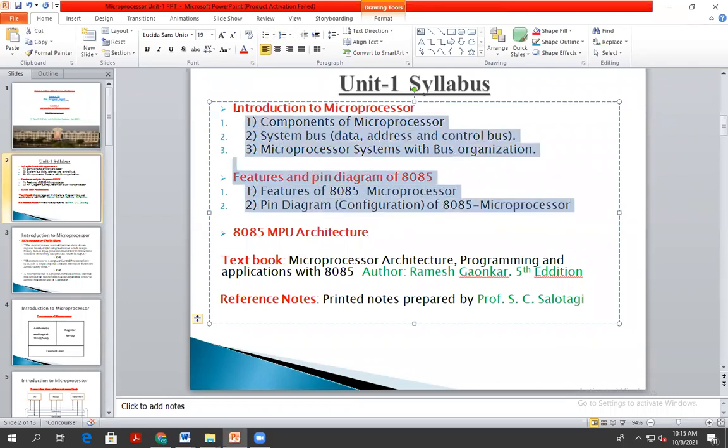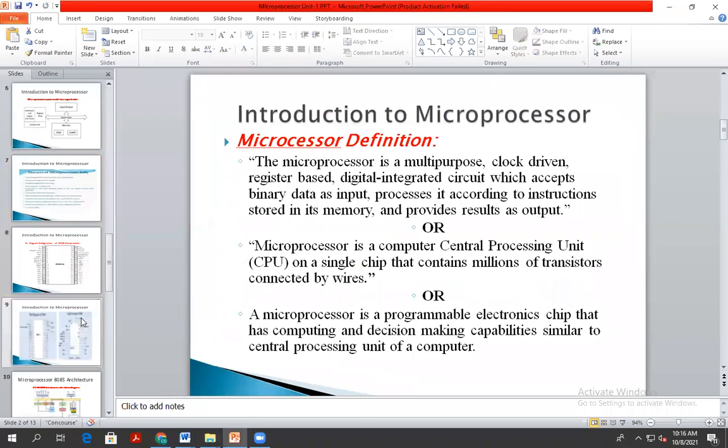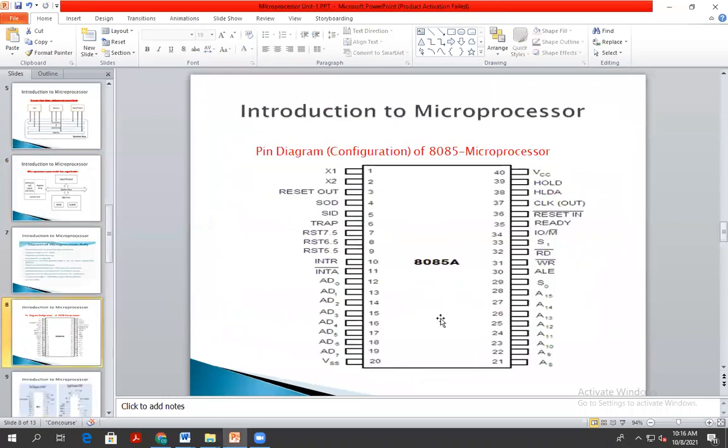Sir, can we exchange the position of pins? Which one? Position of pins. Can we exchange? So, positions of pin means what? Actually, I didn't get you. Hello? Hello, please, dear student. What do you mean by positions of pin?